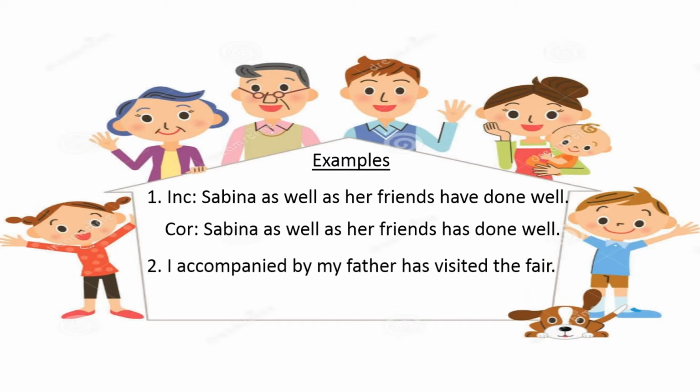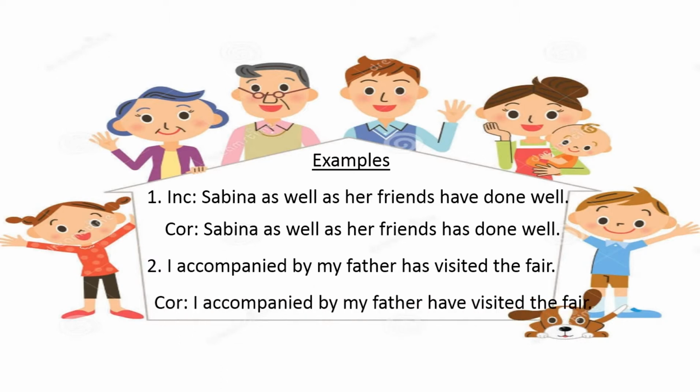Next example. I, accompanied by my father, has visited the fair. So here you have to follow the first subject. Here the first subject is I, so you have to write the verb according to the first subject. So with the first subject I, the verb will be I have. Okay, so here the correct answer: I, accompanied by my father, have visited the fair.